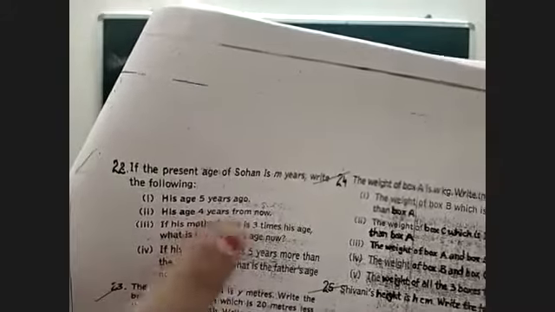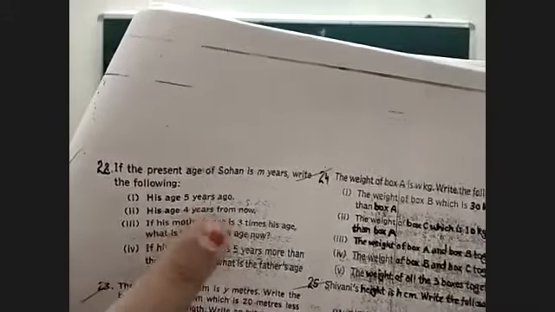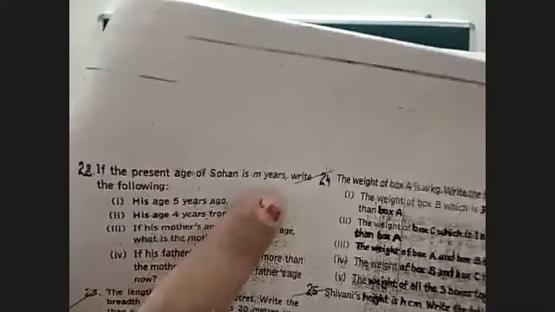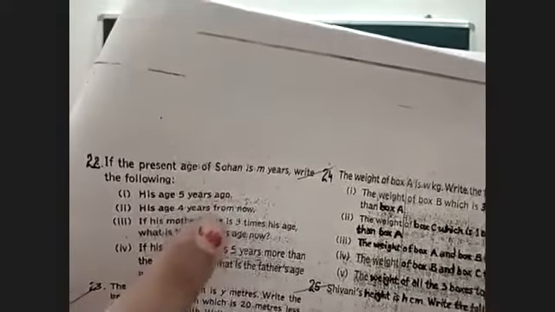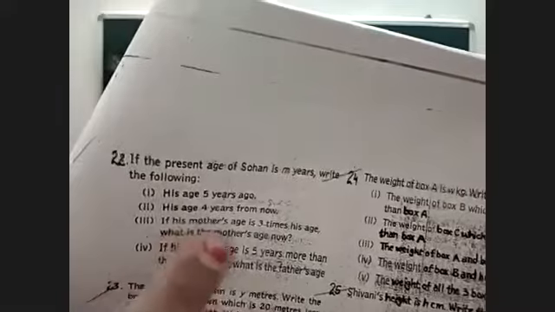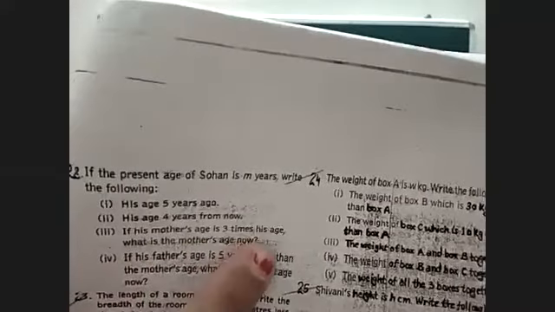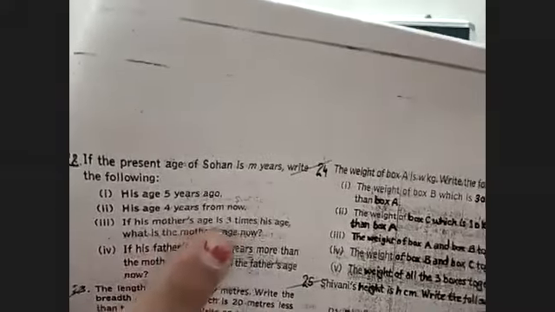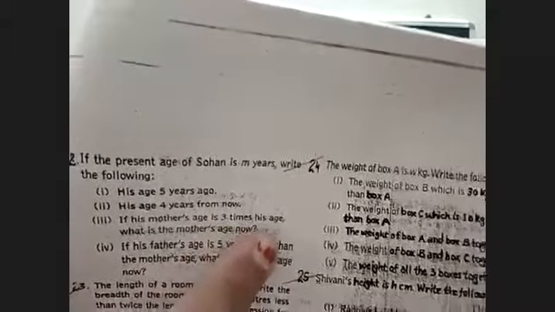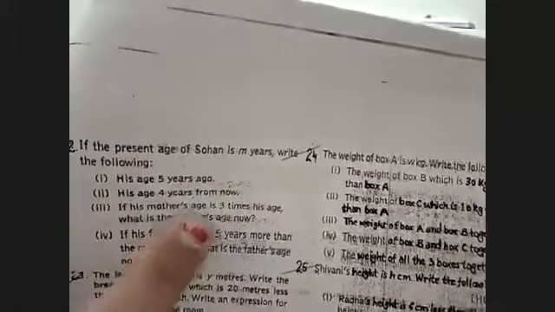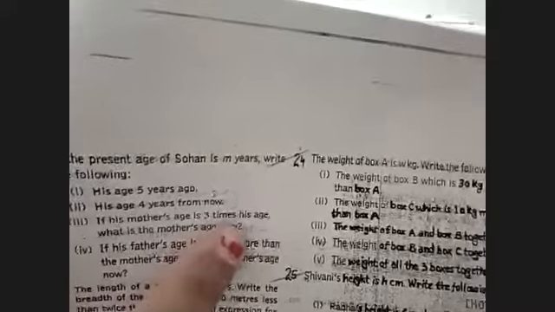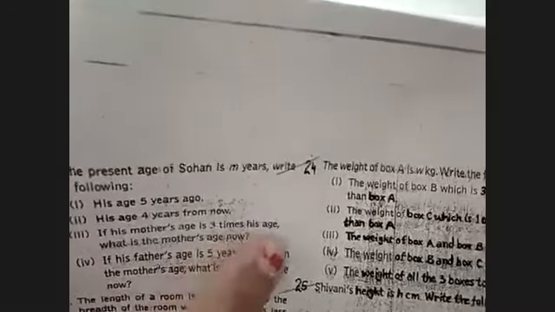Next is his age 4 years from now. After 4 years, how much will be his age? After 4 years, that means we have to add. His answer will be m plus 4. His mother's age is 3 times his age. His age is m years. That means mother's age will be 3 cross m or 3m.